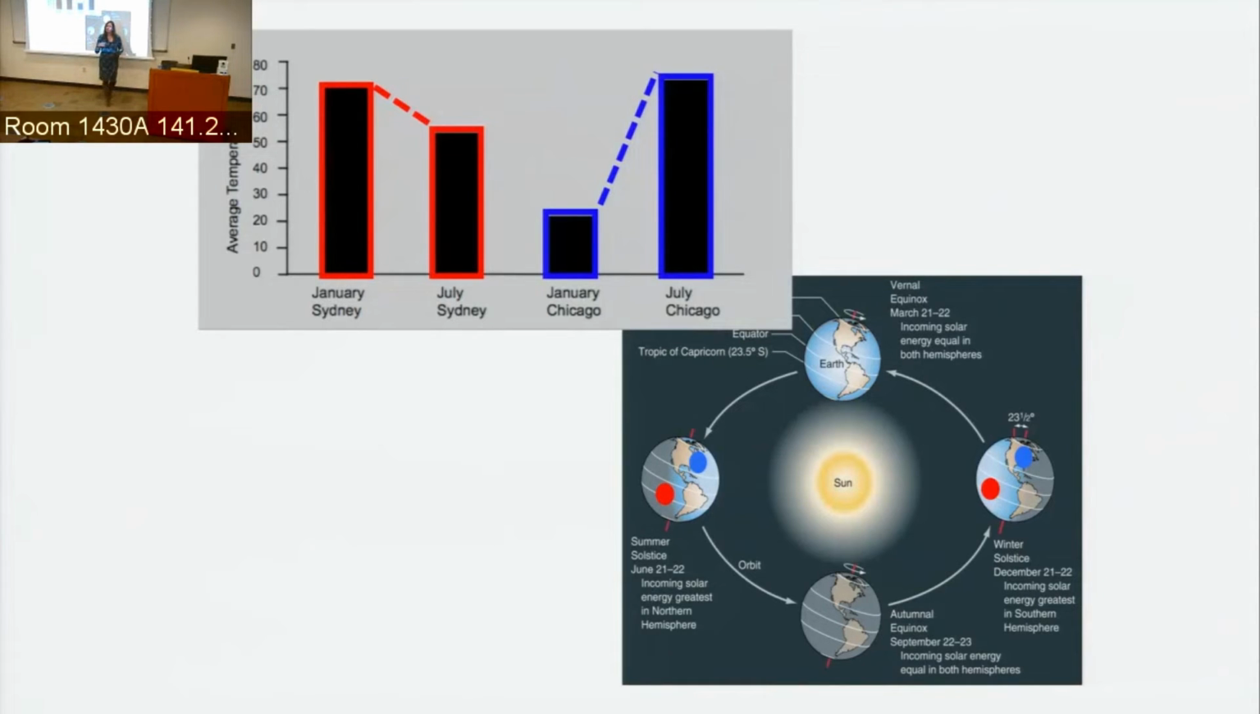Part of that is because Sydney's closer to the equator, so they have more consistent temperatures all year round, whereas it fluctuates more for cities that are further away from the equator, right? So just exploring whether we can actually use this format of a data visualization to highlight these more complex scientific reasoning abilities. Okay.